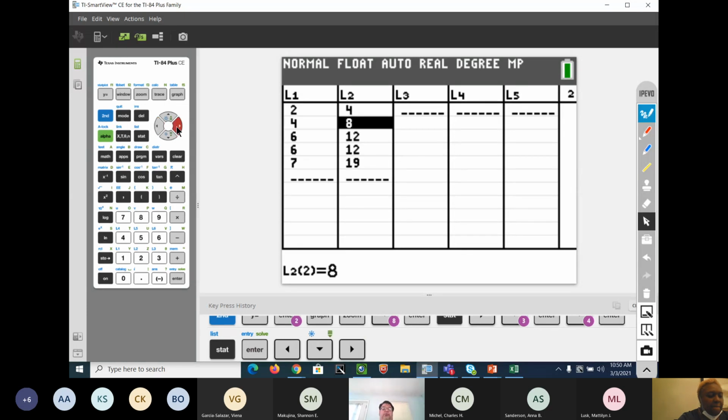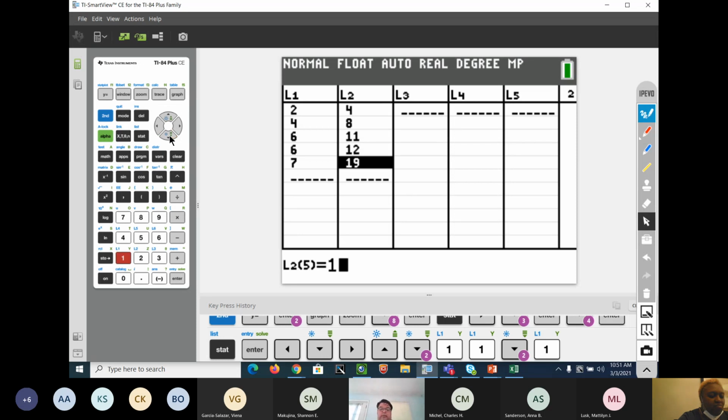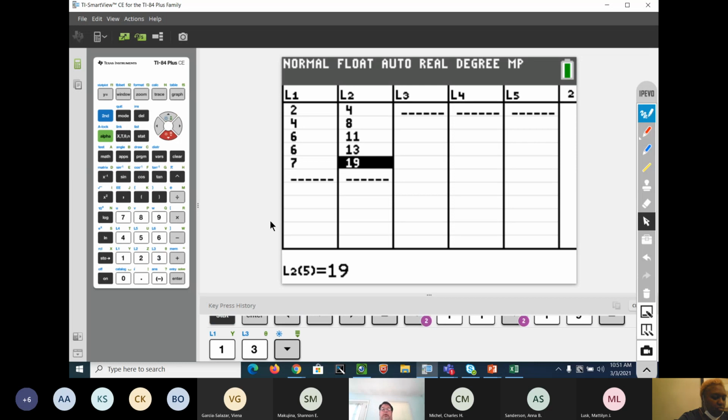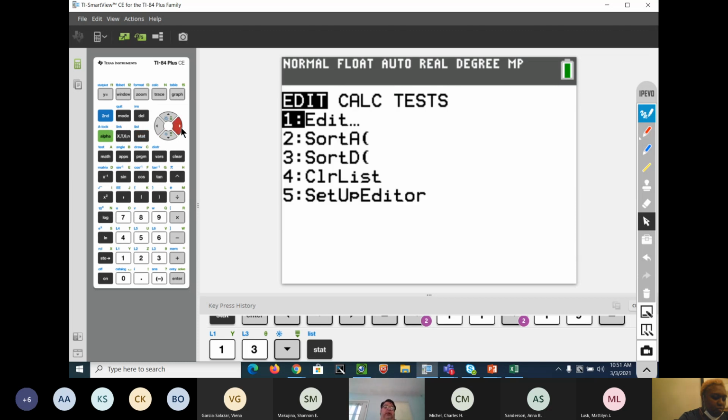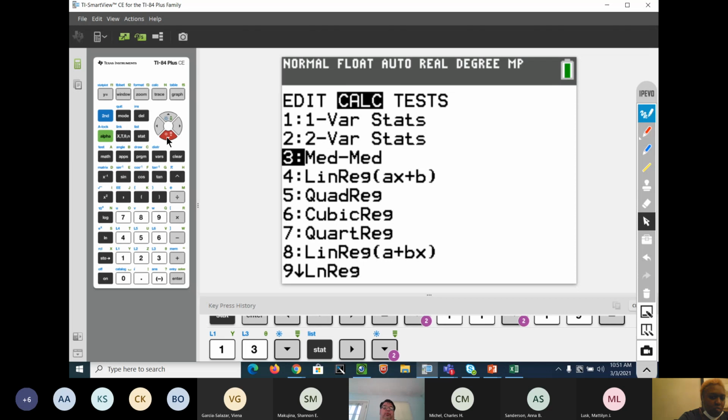And go over to the right. 4, 8, 11. I'm glad they changed one of those. 12, 13, and 19. Oops. 13. All right, there they are. So I'm going to hit stat, calculate, and go down to linear regression.